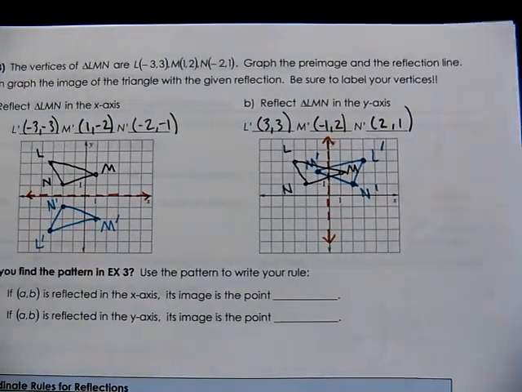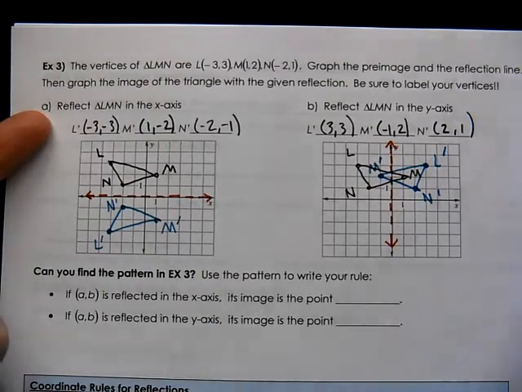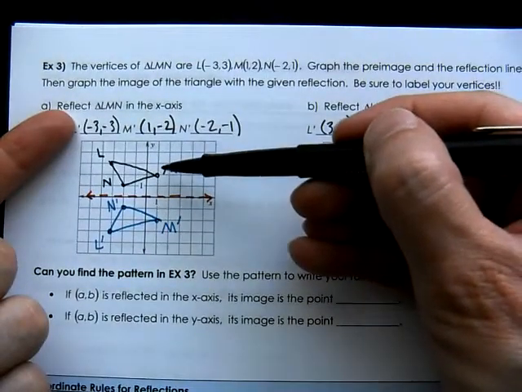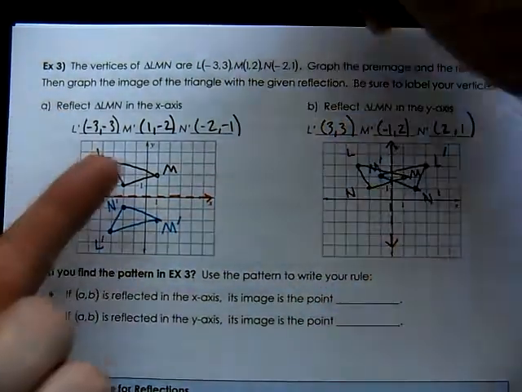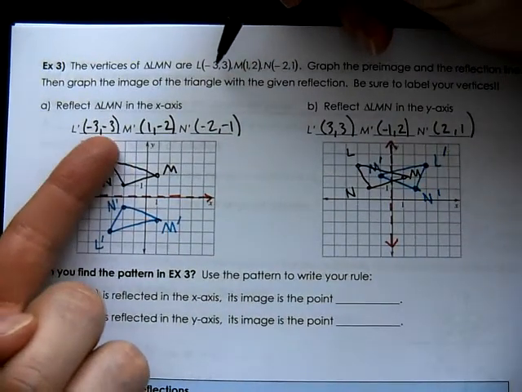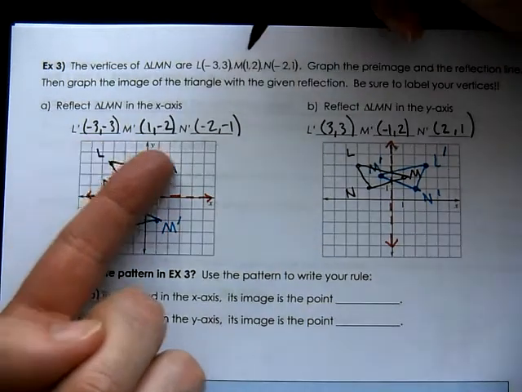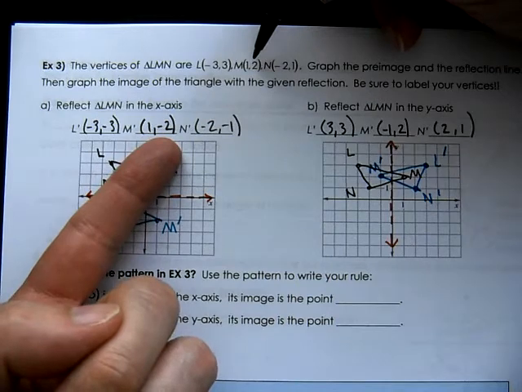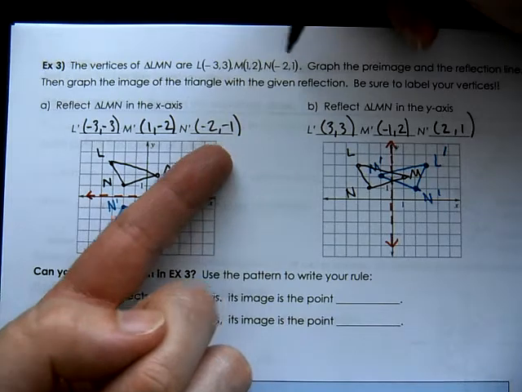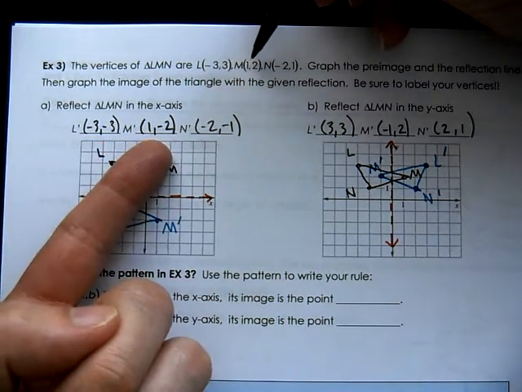Alright, we're trying to look for patterns in the numbers here, so let's take a look at these two instances. In part A, we reflected over the x-axis, so my object which was above the x-axis is now below the x-axis. So take a look at these coordinates from the original pre-image to the final image. For each point, look at the x-coordinate and the y-coordinate. Do you see a pattern here? What stays the same and what changes?